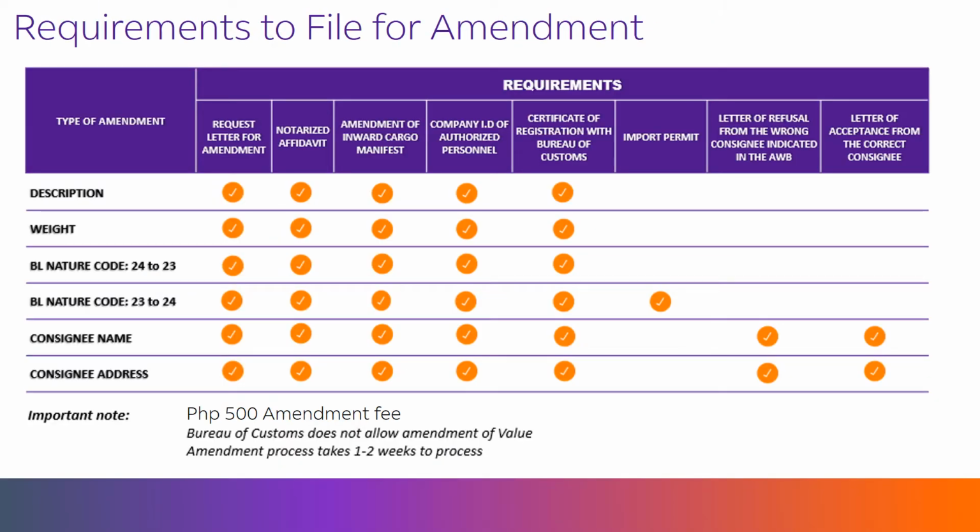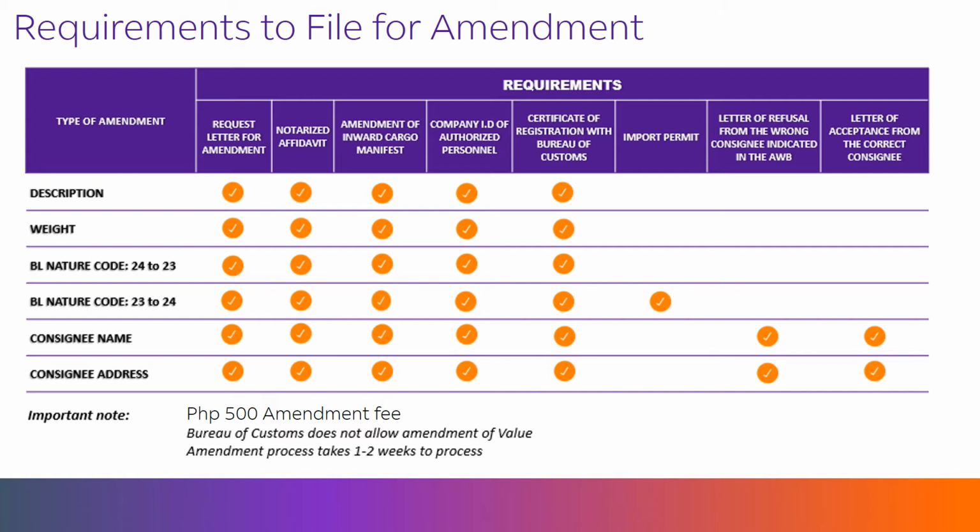In cases where incorrect information has been declared, we may still file for amendment, which will be subject to the approval of customs. On the screen, you will see the requirements that the customer has to submit to request for amendment of information. Important note: the amendment process usually takes 1 to 2 weeks, depending on the availability of signatories. There's also no guarantee that the request will be approved.